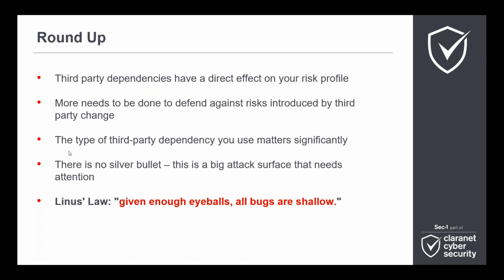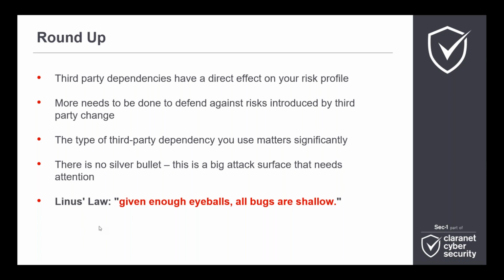More needs to be done to defend against risks introduced by third-party change, because we're seeing a lot more dependency reliance. And as mentioned, the type of third-party dependency used matters significantly. From my experience, I found far more vulnerabilities in proprietary third-party software than in open source software. There are going to be bugs in all scenarios, but generally my experience has been that closed source, few user enterprise code bases have more vulnerabilities and are very trusted, whereas large open source projects are often more secure. This is probably, in my opinion, to do with Linus's law: given enough eyeballs, all bugs are shallow.